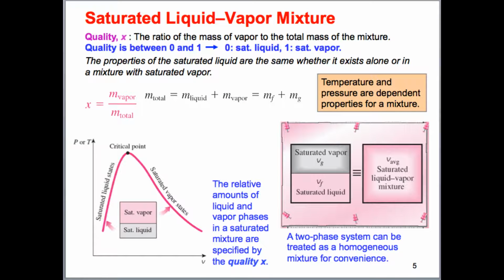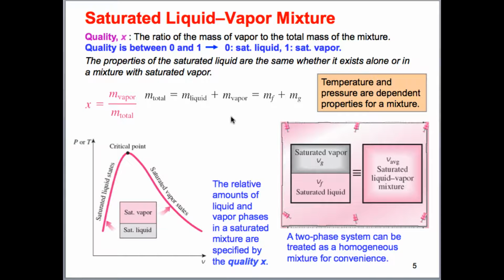Well, we use something called quality, and the variable we use to describe that is an x. Now, quality varies between 0 and 1, and what this x value is telling us, it's a linear relationship, is just a ratio between the mass of vapor in our system divided by the total mass in our system. And by total mass, I mean the total combined liquid and vapor states.